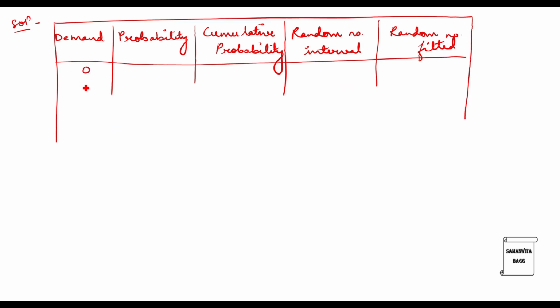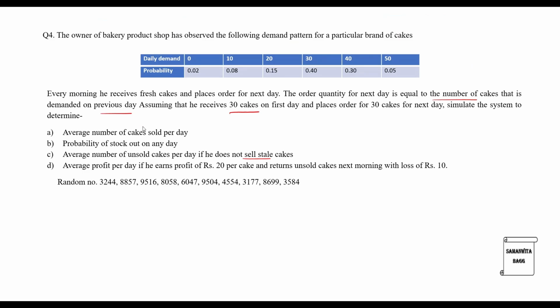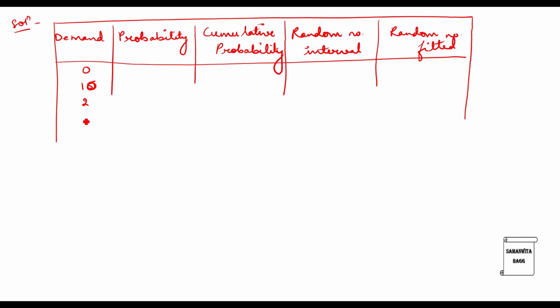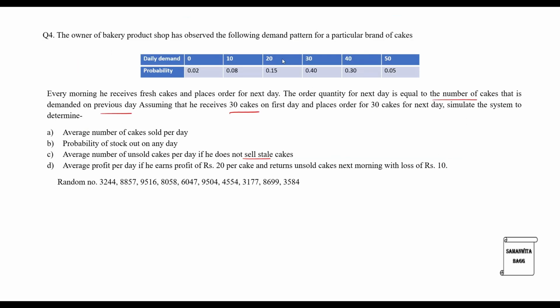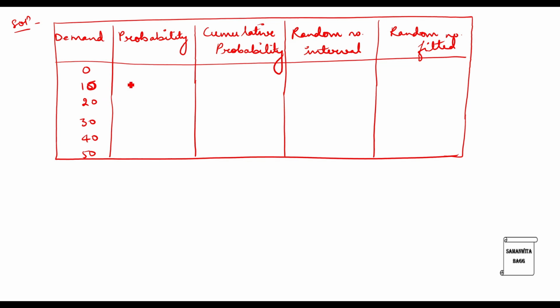So the demand given is 0, 10, 20, 30, 40, 50. Then we have the probability given as 0.02, 0.08, 0.15, 0.40, 0.30 and last 0.05.